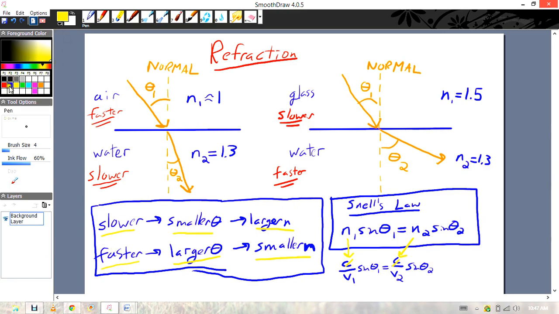By the way, this logic goes both ways, meaning one implies the other. So if you know that it's a smaller angle, you know it's slower, you know it's a larger index of refraction. It's all connected. Nice and beautiful.